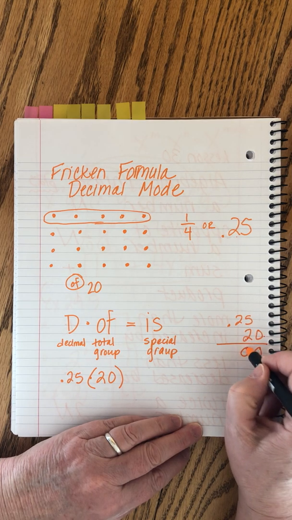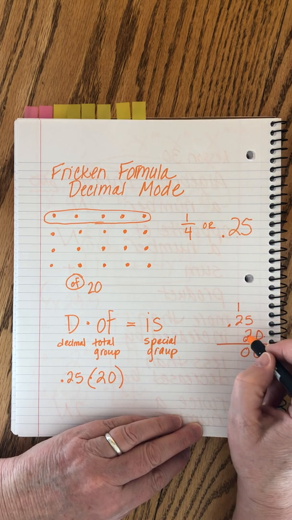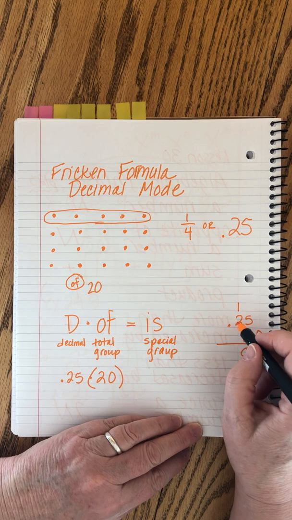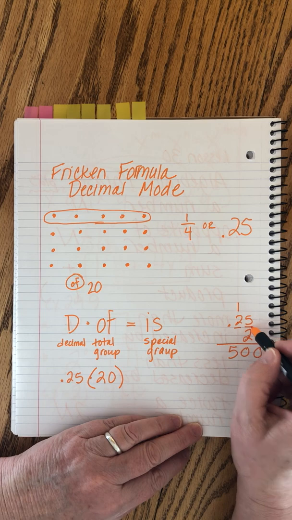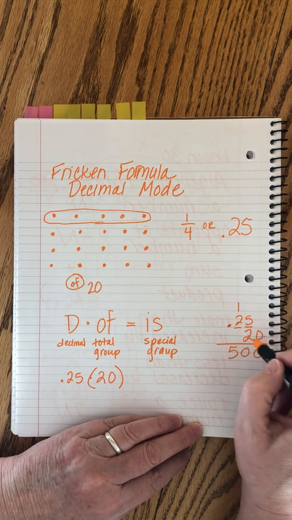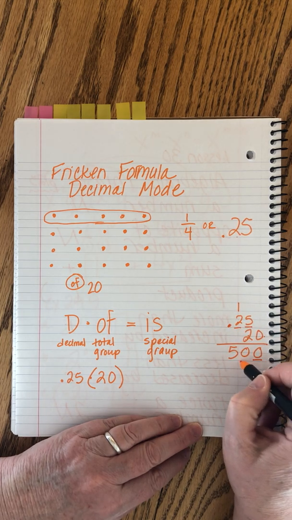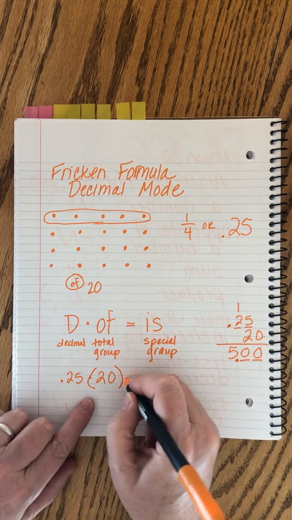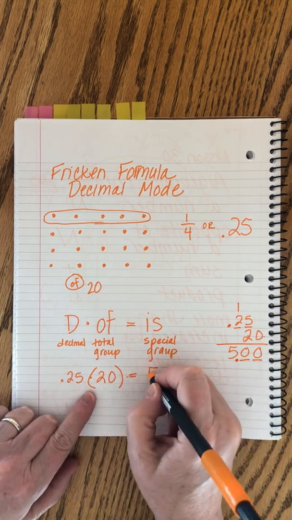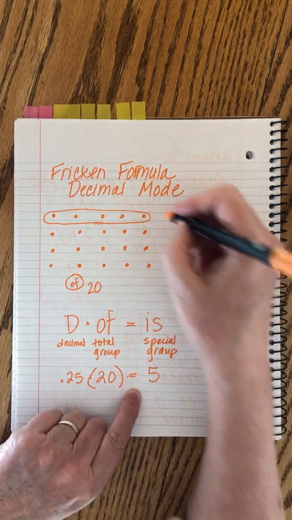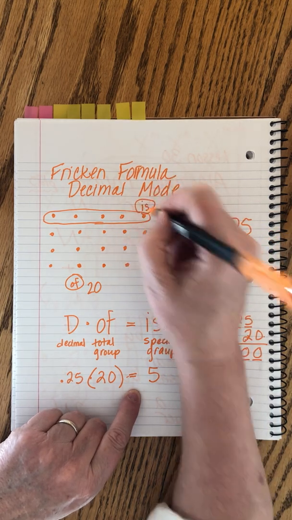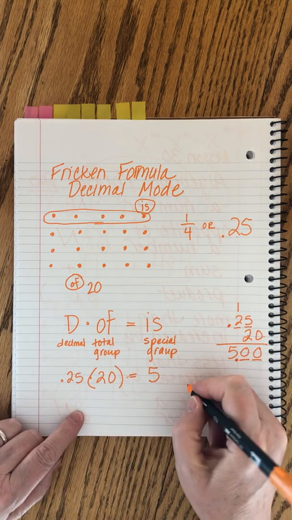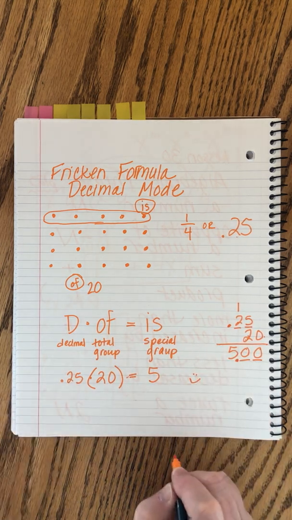2 times 5 is 10. 2 times 2 is 4, plus 1 is 5, and then we have to put the decimal back in. We count the number of digits behind the decimal in the factors. There are 2, and we put the same number behind, so we get 0.25 times 20 equals 5, and yay, that's exactly what our special group equals, 5. So, yay, it works, right?